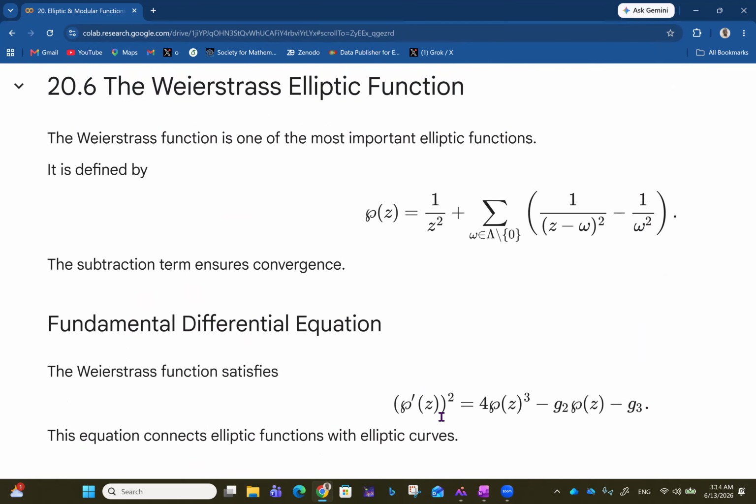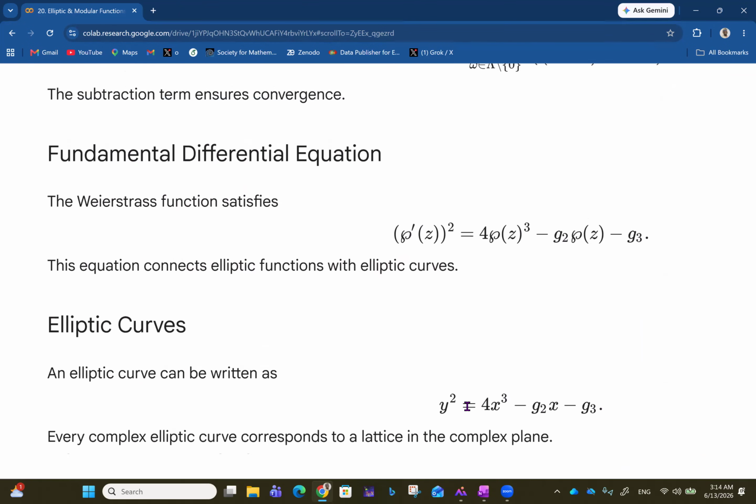And then we have the fundamental differential equation. The Weierstrass function satisfies that special p prime of z all squared is equal to 4 special p of z cubed minus g2 special p of z minus g3. So this equation connects elliptic functions with elliptic curves. Talking about elliptic curves now, an elliptic curve can be written as y squared equals 4x cubed minus g2 x minus g3. Every complex elliptic curve corresponds to a lattice in the complex plane.